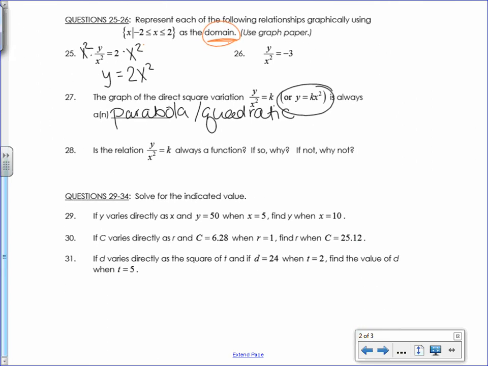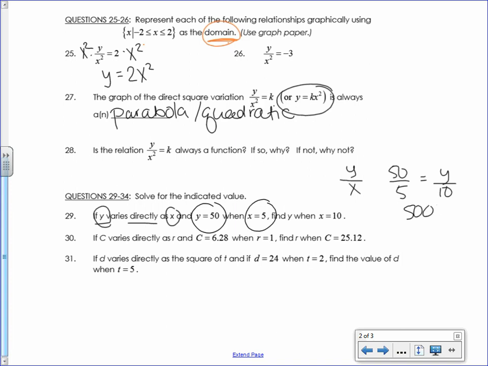On to number 29. Okay, now this is different because here I'm solving. So y varies directly as x. So I'm going to have y directly x. And now it says when y is 50, x is 5. Okay, and now I'm looking for y when x is 10. All right, let's cross multiply. You get 500 equals 5y. So y is equal to 100. Beautiful.